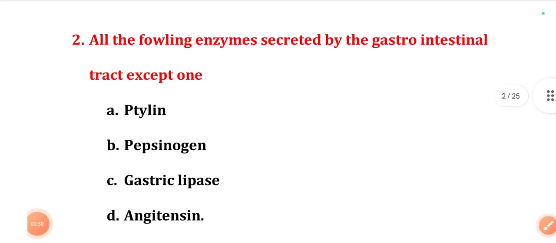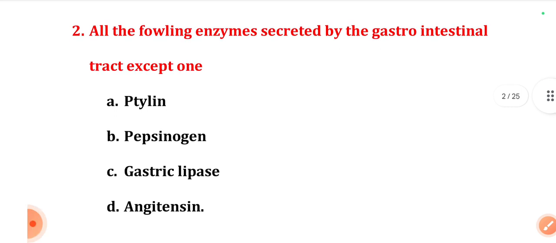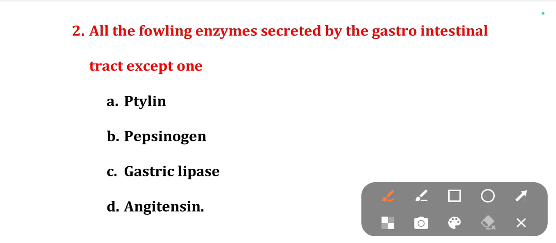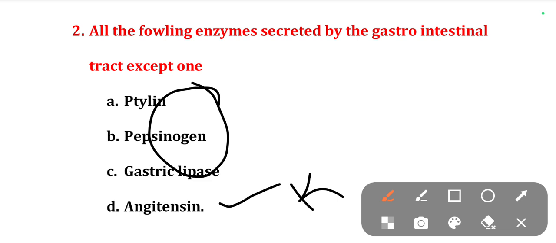The next one: all of the following enzymes are secreted by the gastrointestinal tract except one. The options are ptyalin, pepsinogen, gastric lipase, angiotensin. The right one is angiotensin. Angiotensin is a hormone secreted by the kidney, but the other three are secreted in the gastrointestinal tract.